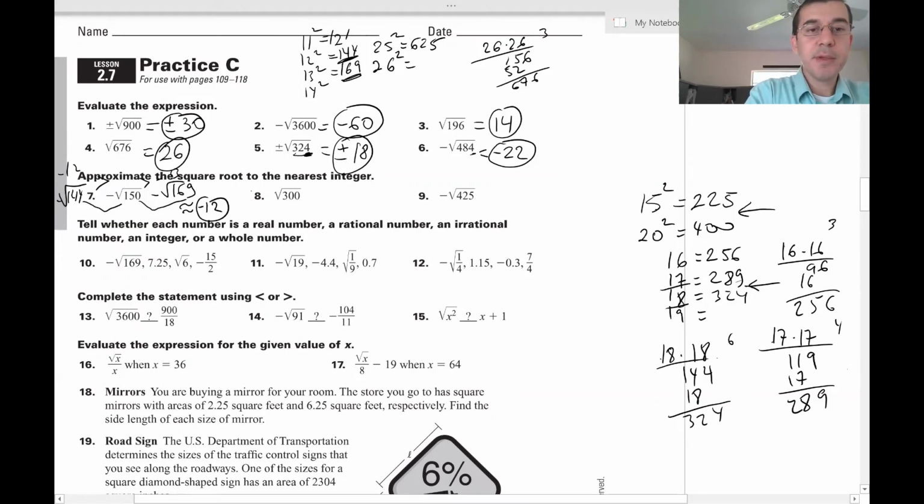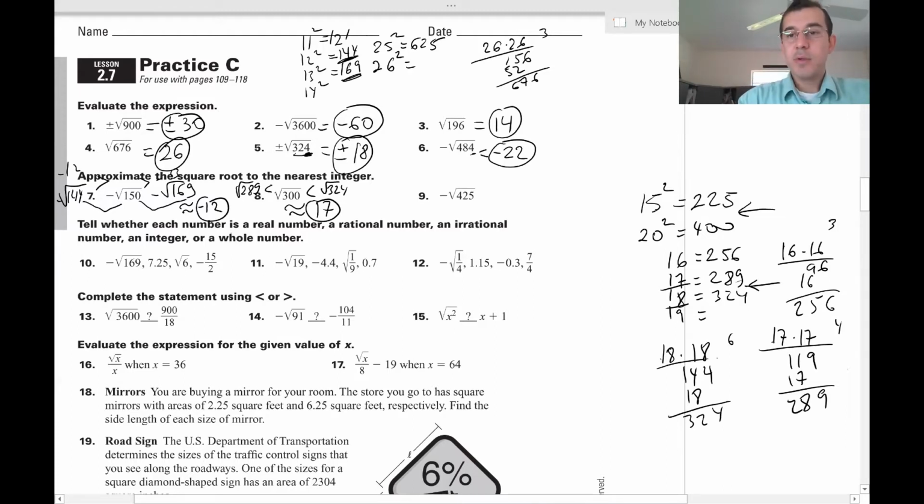So this is the square root of 289 and the square root of 324 on one side. So is 300 closer to 289 or 324? It is closer to 289 because there's an 11-point difference here. The difference is 24. So the square root of 289 is 17. So this is approximately 17.